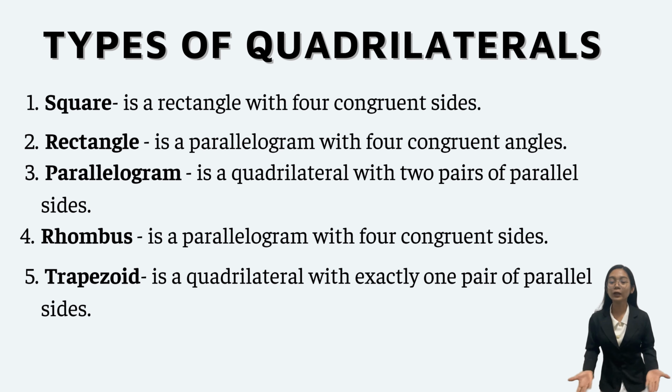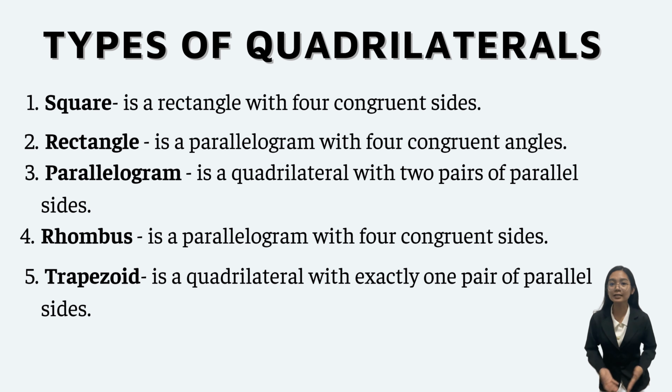So class, let's learn about the different types of quadrilaterals. Here are the following types of quadrilaterals. First is a square, a rectangle with 4 congruent sides. Next is rectangle, a parallelogram with 4 congruent angles. Next is parallelogram, 2 pairs of parallel sides. Next is rhombus, a parallelogram with 4 congruent sides. And the last one is trapezoid, exactly 1 pair of parallel sides.